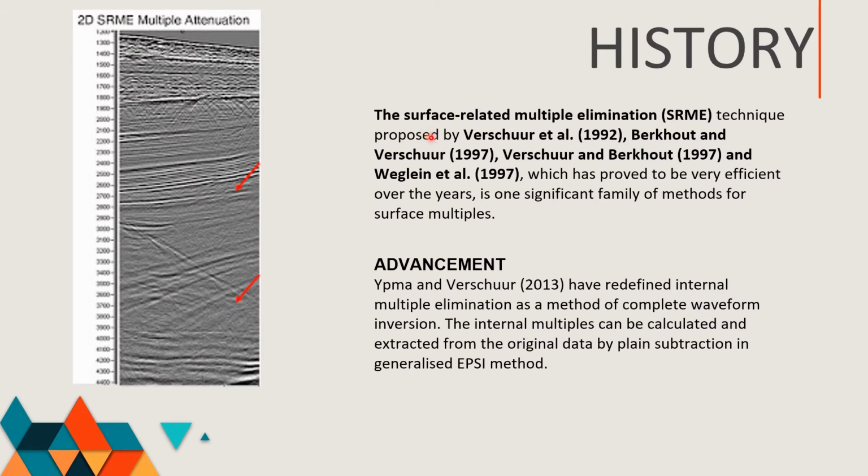The SRME technique, or surface related multiple elimination technique, was proposed by Verschuur in 1992, Berkhout and Verschuur in 1997, and Wiggins et al. in 1997, which has proved to be very efficient over the years and one of the significant methods for surface multiple elimination. Verschuur and Kuzin in 2013 made an advancement to the technique, which redefined internal multiple elimination as a method of complete waveform inversion, following the EPSI principle. The internal multiple can be calculated and extracted from the original data by plain substitution in this generalized method, which we will talk more about later.